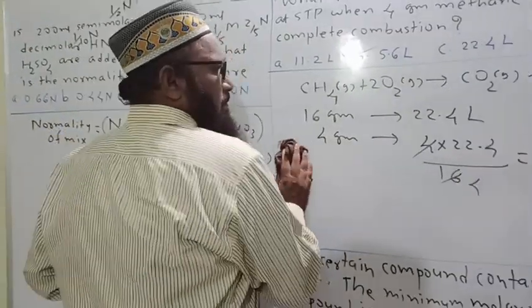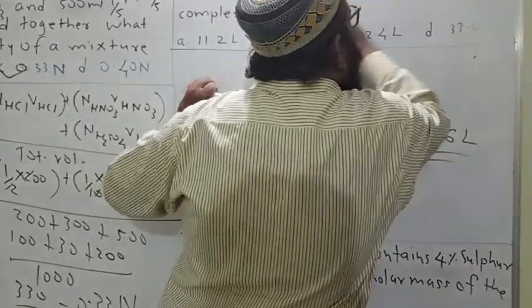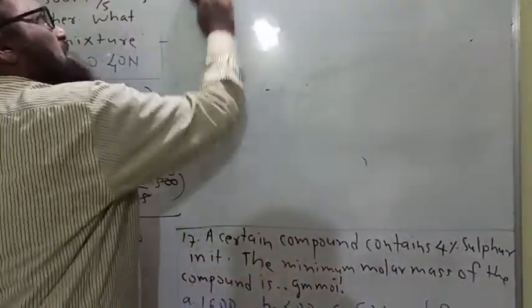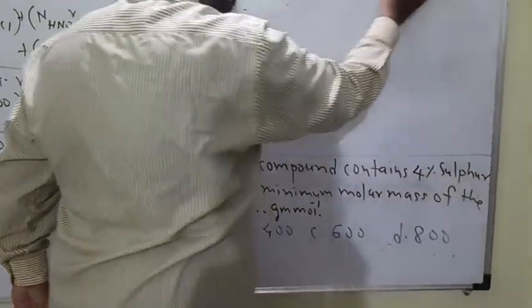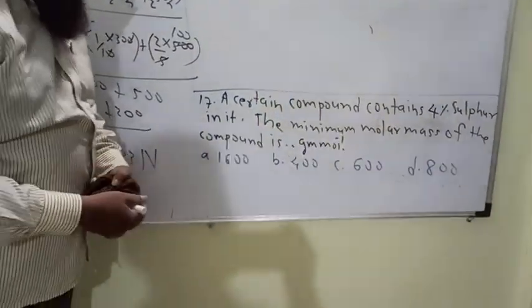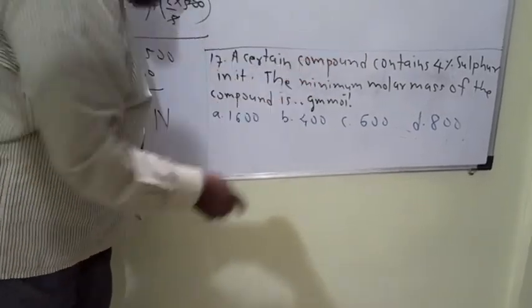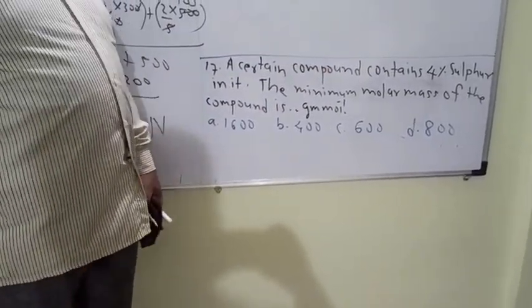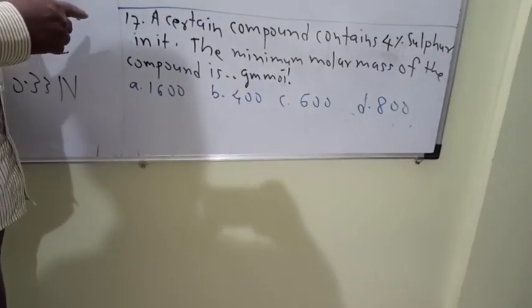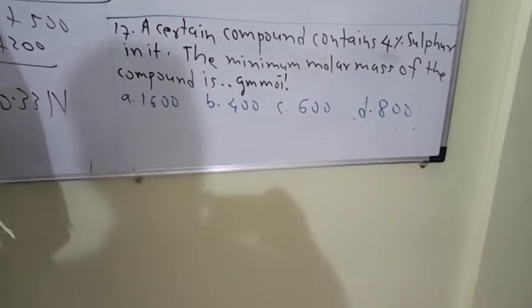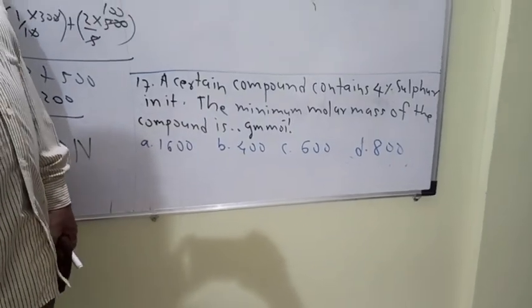Let us see here question number 17. It's question number 17, a very easy question. Let us see this question. A certain compound contains 4% sulfur in it. The minimum molar mass of the compound is dash gram per mole.